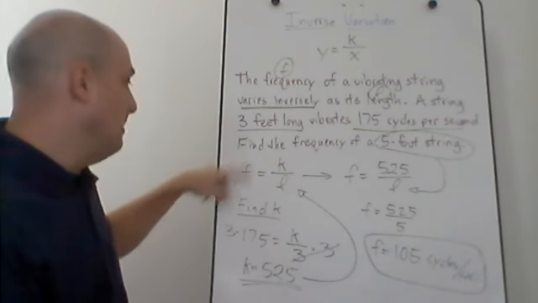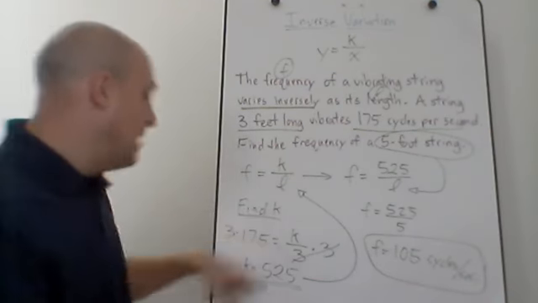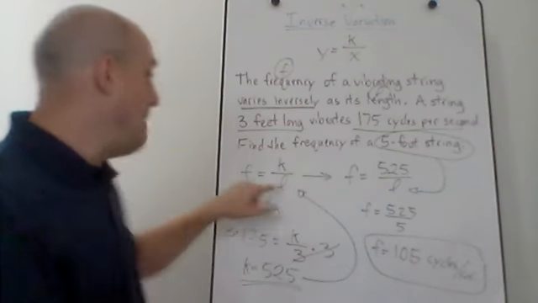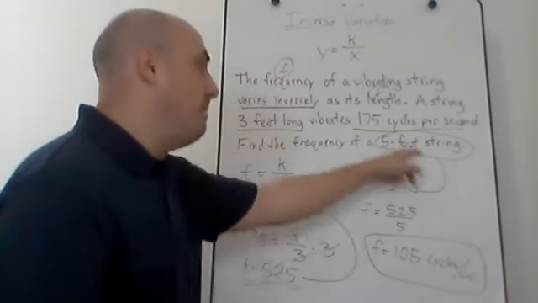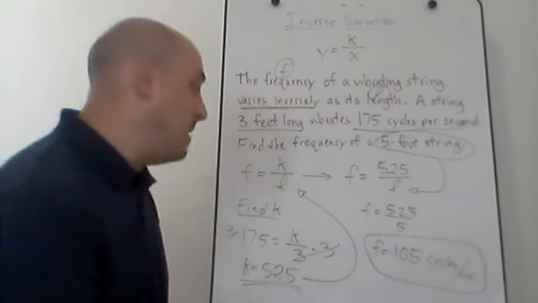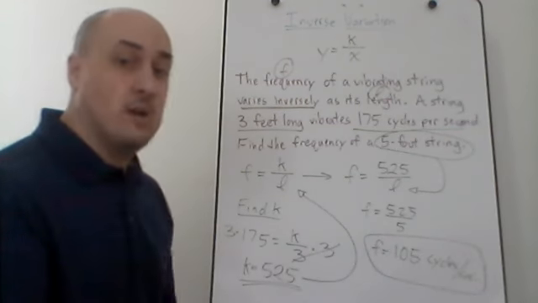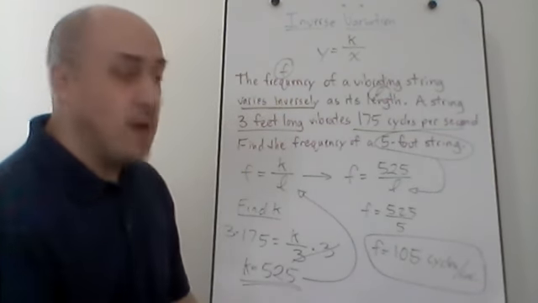So I plug in 175 for frequency, I plug in 3 for the length, I solve for k, and I put that back into this general equation here. That gives me the formula I need, and then I plug in the last number that they give me for either L or F, depending on which one they give me, and I solve for the one that I'm trying to solve for. That's how you approach pretty much all of these variation type problems.